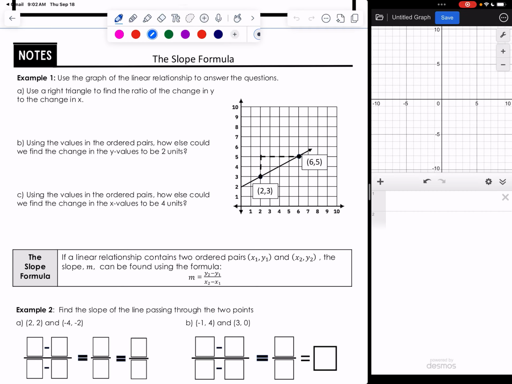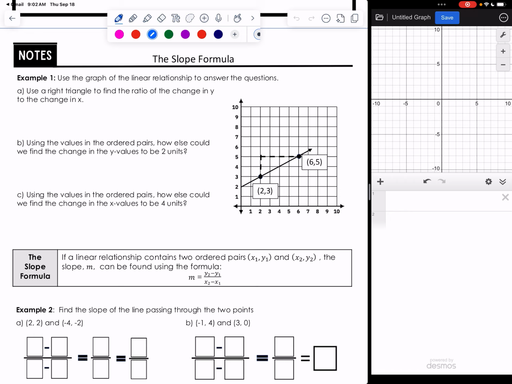In today's lesson, we will be exploring the slope formula and how we can use the slope formula to find the slope of a linear relationship. Now, in previous lessons, you've learned to find the slope by finding the ratio of the change in y to the change in x, or rise over run. In today's lesson, we'll be looking at the formal definition of the slope formula and how to use it.